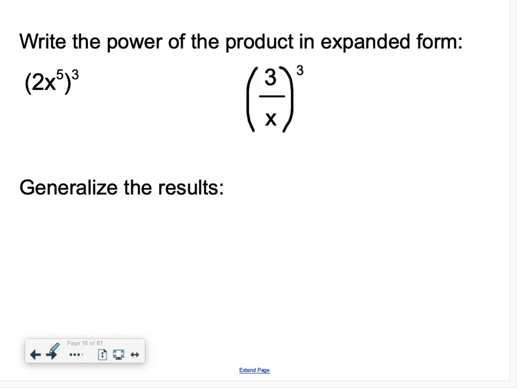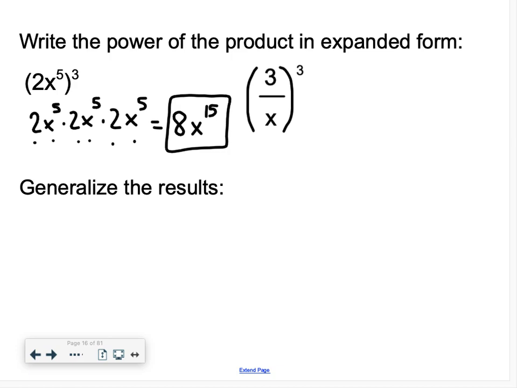Okay, if you have a power within a product, a little bit different, so just be careful. When you have 2x to the 5th and then that whole thing is cubed, that means you're doing 2x to the 5th times 2x to the 5th times 2x to the 5th, right? I'm cubing it, taking it times itself 3 times. So now if you apply your prior knowledge, I'm really just taking 2 times 2 times 2, which is 8. And then x to the 5th times x to the 5th times x to the 5th. Remember, when you have the same base, you can add the exponents. So 5 plus 5 plus 5 would be 15.